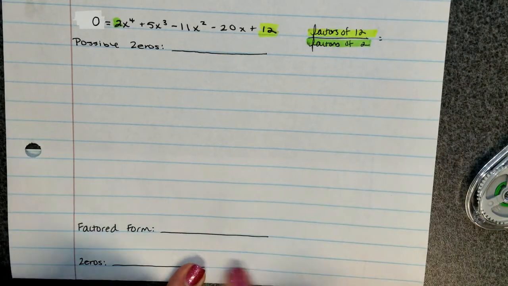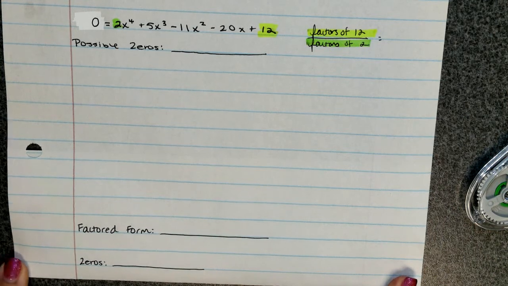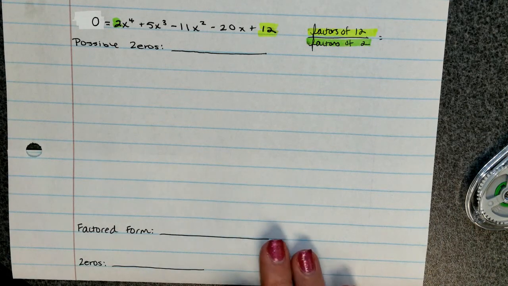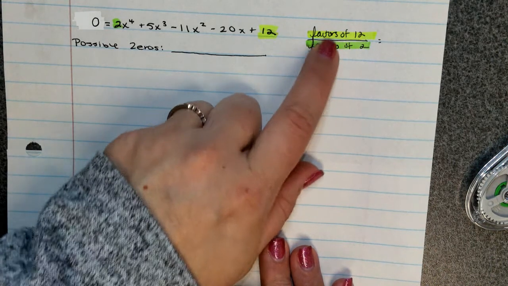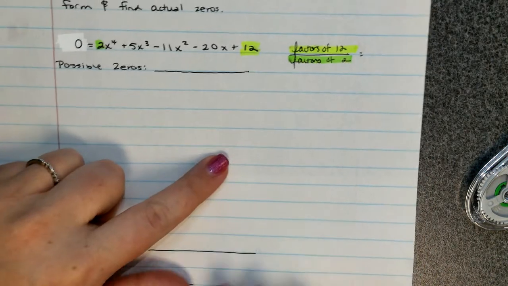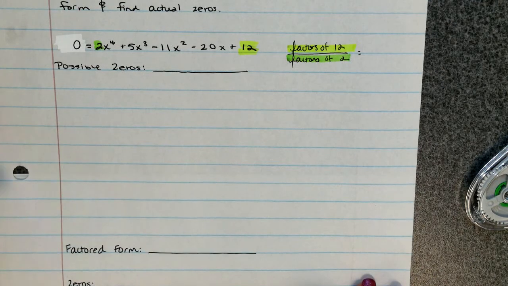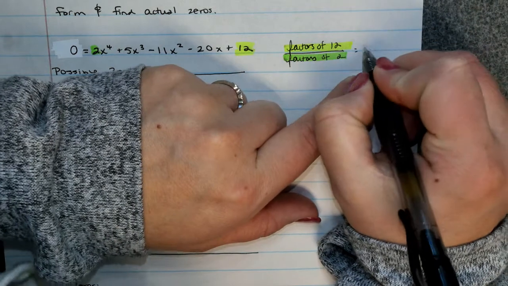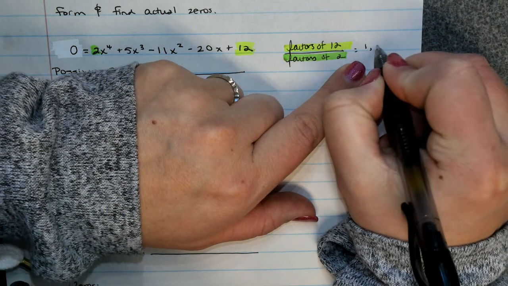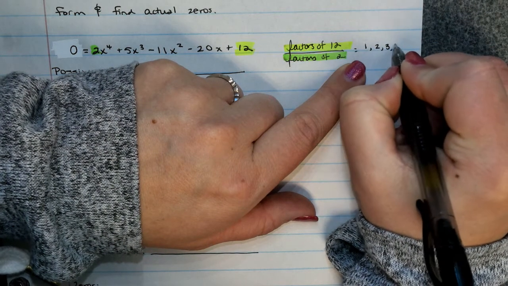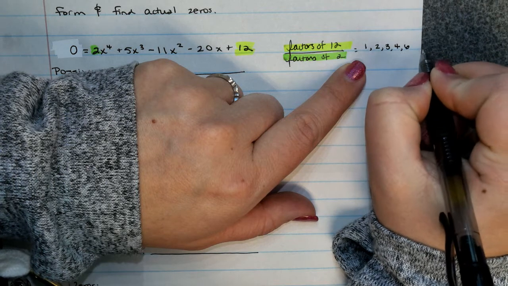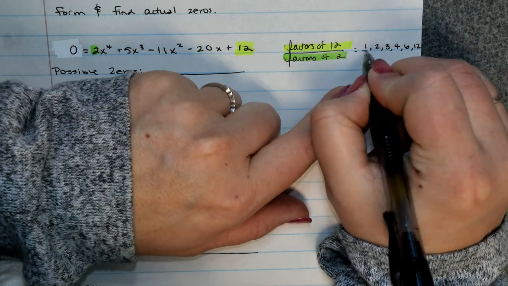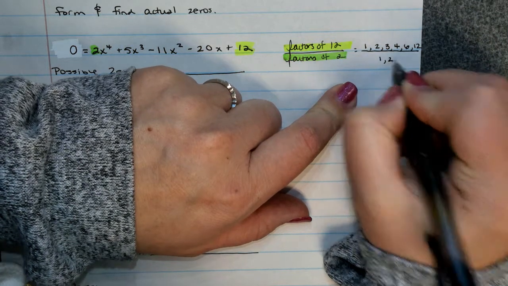So I made your assignment a little bit easier, and the 4 problems on your assignment have leading coefficients of 1, so it narrows down how many possibilities there are. So this one is going to be a little bit trickier than the ones on your assignment. So let's list our factors of 12. We have 1, 2, 3, 4, 6, and 12. The factors of 2 are just 1 and 2.